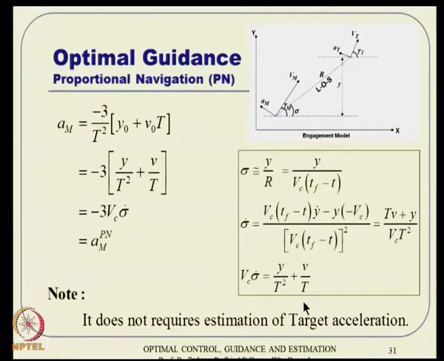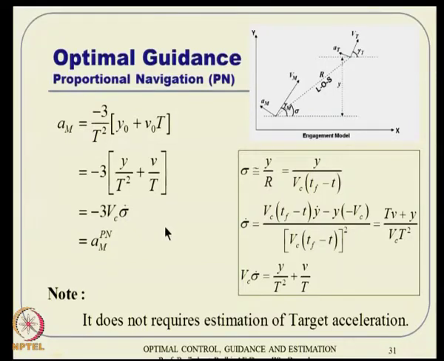The beautiful thing about this guidance law is that it does not require estimation of the target acceleration. Target acceleration is actually a very difficult thing to estimate. Target position you can estimate, velocity yes to some extent, but estimating target acceleration is a different ballgame altogether. It will be too much corrupted with noise and the information may not be reliable. So the idea here is it does not even require that. Whatever error is there, it will not respond to that. Okay.